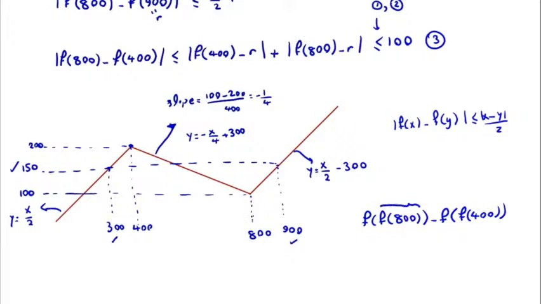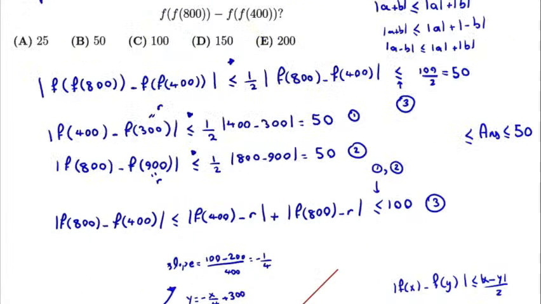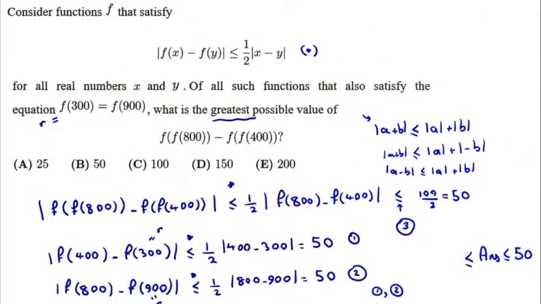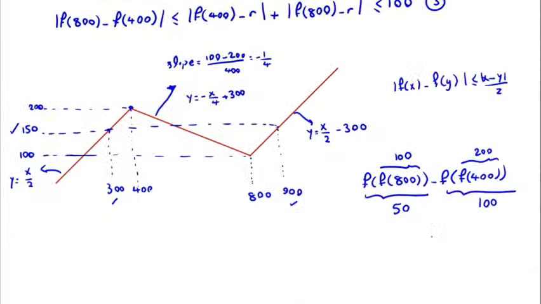f of 800 is what? It is 100. f of 400 is what? It is 200. Now, f of 100 is what? It is 50. And f of 200 is what? It is 100. And their difference, the problem says, what's the maximum difference? Here, in this example, it will be negative 50.